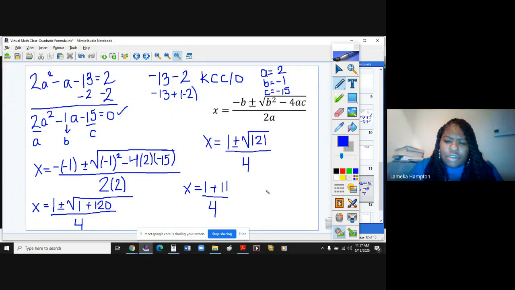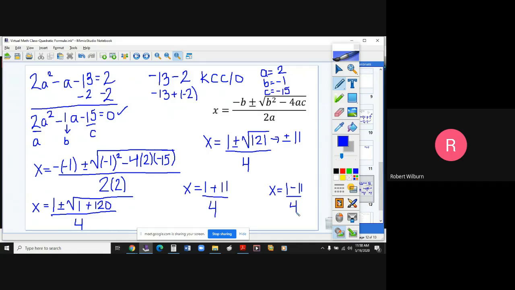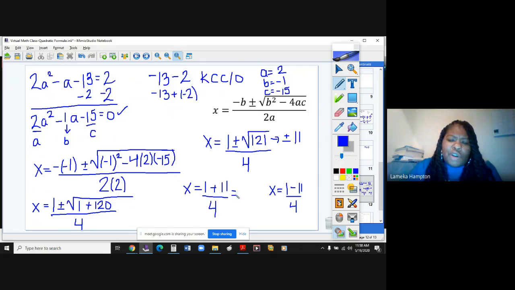And I'm running out of room here, so I'm going to put over here that it's a plus or minus, a positive and a negative 11. All right. So I have x equals 1 minus 11 over 4. What's 1 plus 11? 12. What's 12 divided by 4? 3. So x, and I'm going to put it over here because I'm running out of space, x is equal to 3 for this particular one.